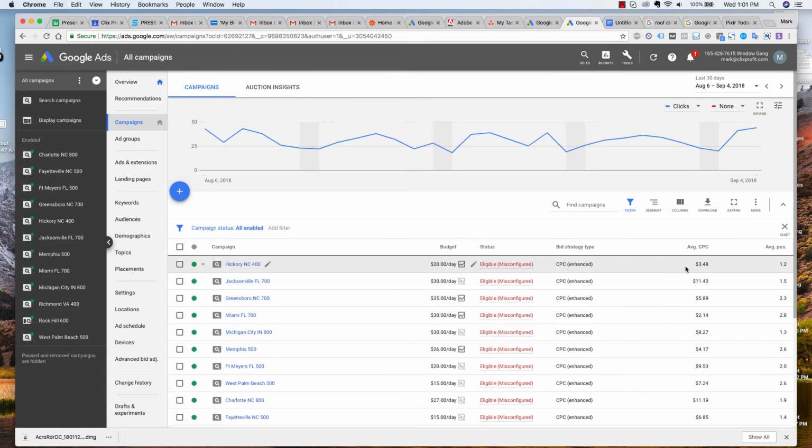Okay, so let's see what campaign has the highest. Okay, it looks like this one in Jacksonville, the average cost per click is $11.40. Now let's actually go in. This is a campaign that's going to have lots of keywords in it. Let's see what that actually looks like.